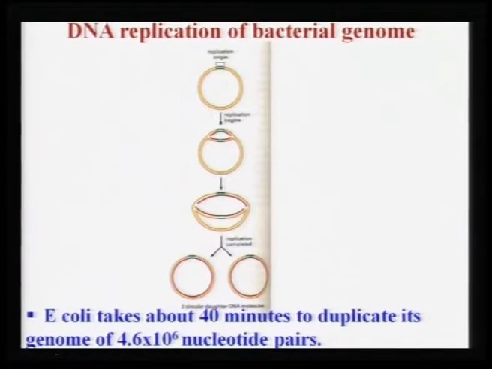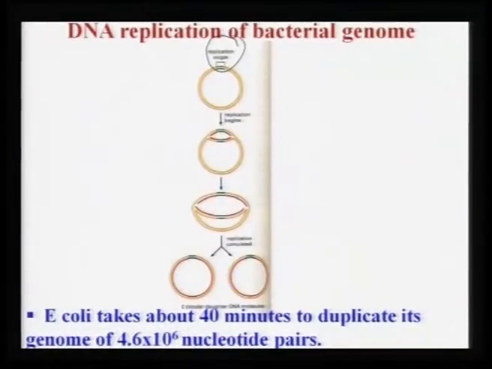For example, DNA replication in a bacterial genome. Now, in bacteria, you know that DNA, RNA, all these genetic materials are not contained within a nucleus, but are just dispersed in the cell. Now, in this bacterial case, for example, this is a replication origin here. You can see that this green one will start to grow, and subsequently these two daughter DNA molecules will be formed.